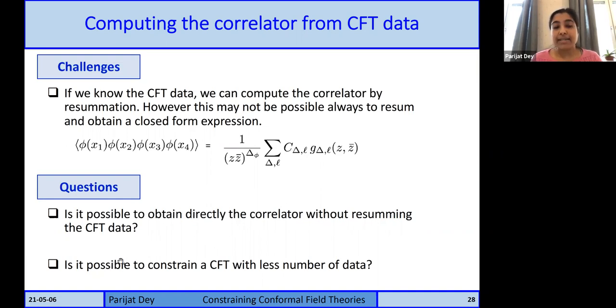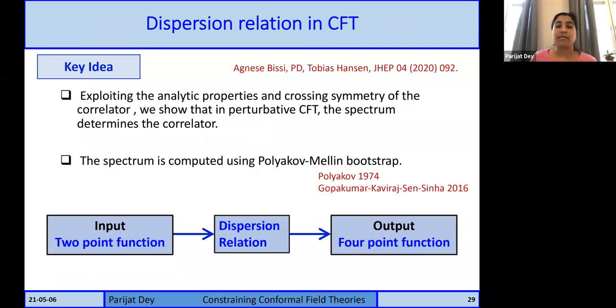And another question is, is it possible to constrain a CFT with less data? We know that in order to specify a CFT, we need both the spectrum and the OPE coefficients. Now the question is, is it possible that less of that data specifies the same CFT? We will see that the answer is yes. We'll exploit the analytic properties and crossing symmetry of the correlator, and we'll show that in a perturbative conformal field theory, the spectrum determines the correlator perturbatively.